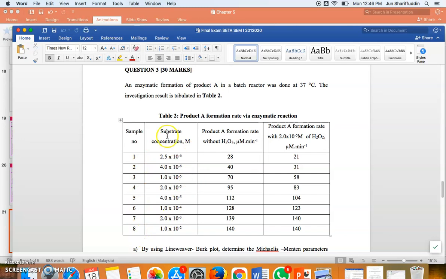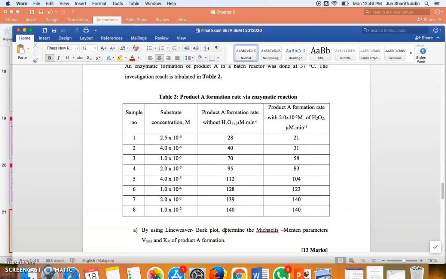This is your Cs, substrate concentration. And this is the product A formation rate without the hydrogen peroxide. If you look further, this is the formation of product A with hydrogen peroxide. So this is the enzymatic reaction without the inhibitor, right? The first question asks you to plot Lineweaver-Burk to determine the MM parameters, which are Vm and Km. So what you are going to do is plot 1 over Rs versus 1 over Cs. You need to transform this data into 1 over Rs and 1 over Cs.